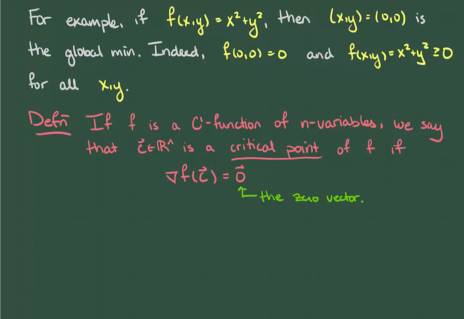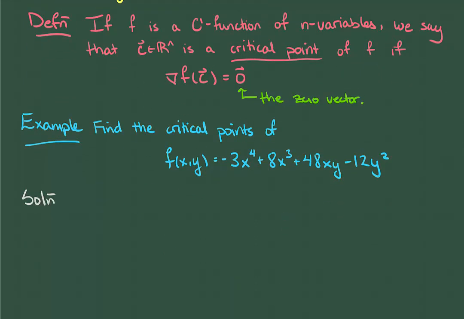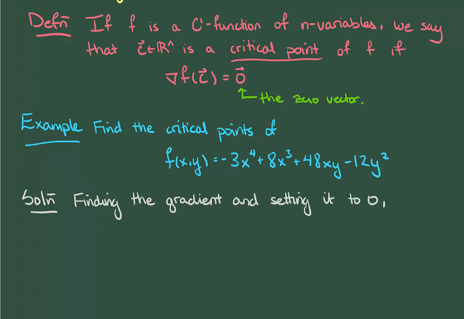Now, as much as things seem to be similar to the one-dimensional case, finding critical points for functions of more than one variable is much more complicated. Case in point, here's a polynomial. Let's find its critical points. Following our definition above, we compute the gradient and set it equal to 0. Being a polynomial, the partial derivatives aren't too bad to work out.